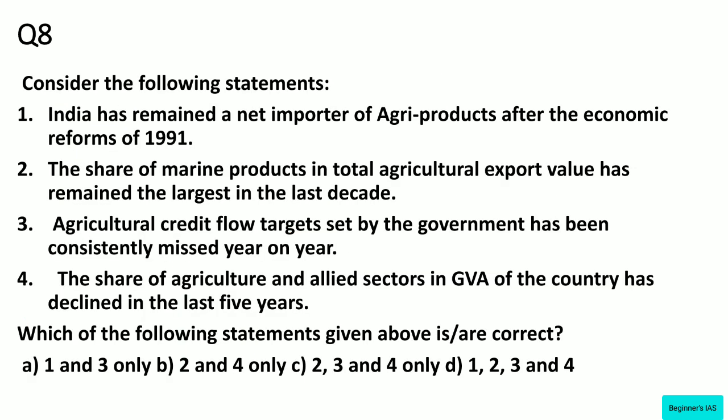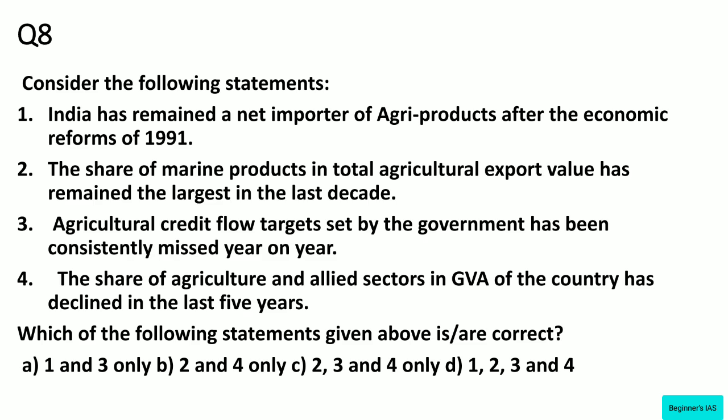Let us move on with question number 8. India has remained a net importer of agri products after the economic crisis of 1991. The share of marine products in total agriculture export value has remained the largest in the last decade. Agriculture credit flow targets set by the government have been consistently missed year on year. The share of agriculture and allied sector in GVA of the country has declined in the last 5 years. Here we have to identify the correct statement.